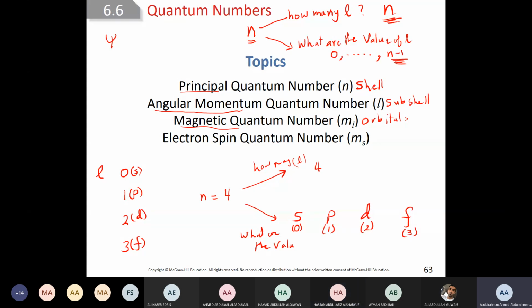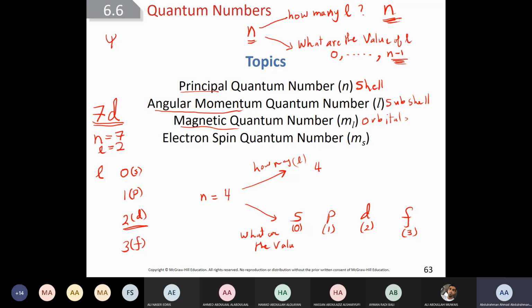Now, we usually write the principal quantum number in front like this, and then we write the L quantum number like this. Then, if I have 7d orbital, what's the principal quantum number for this orbital? What's N? 7. What's L? 2. Yes, L is 2 because it's D. Clear?